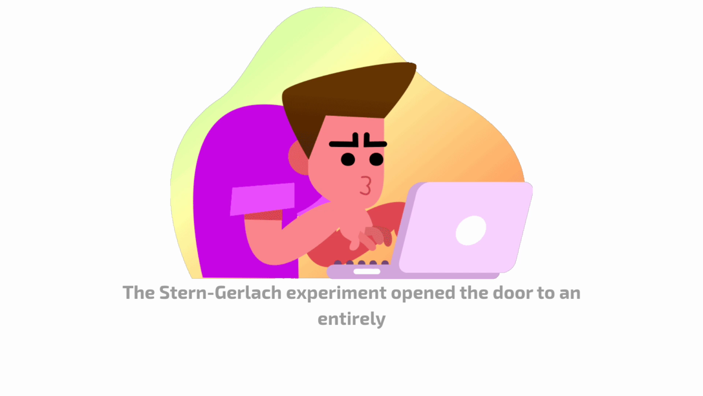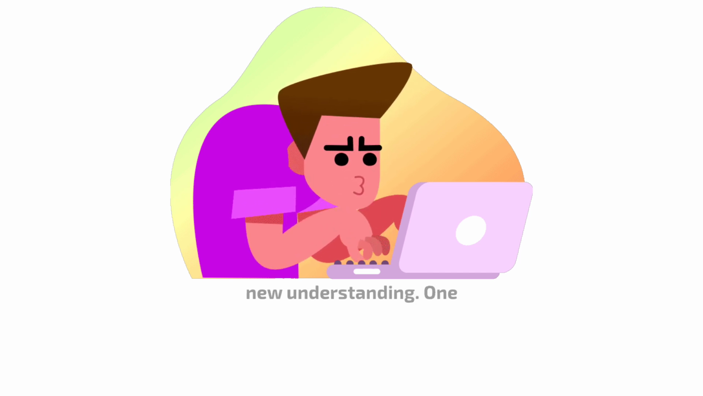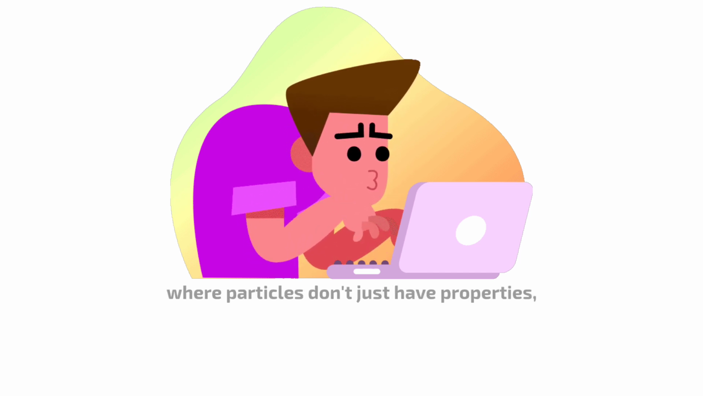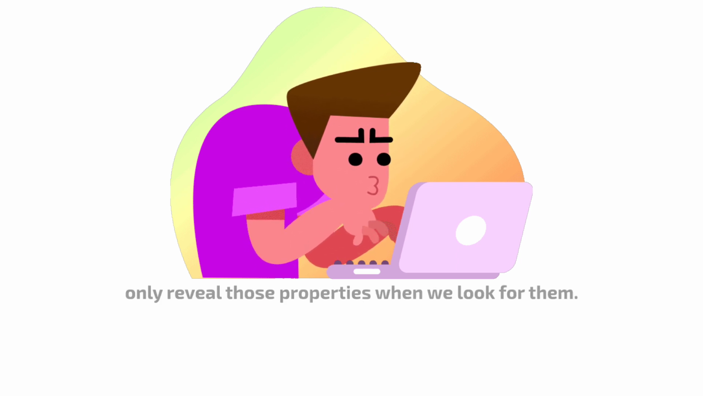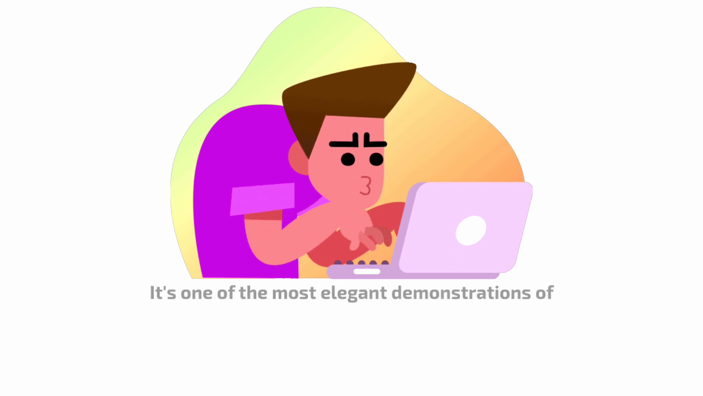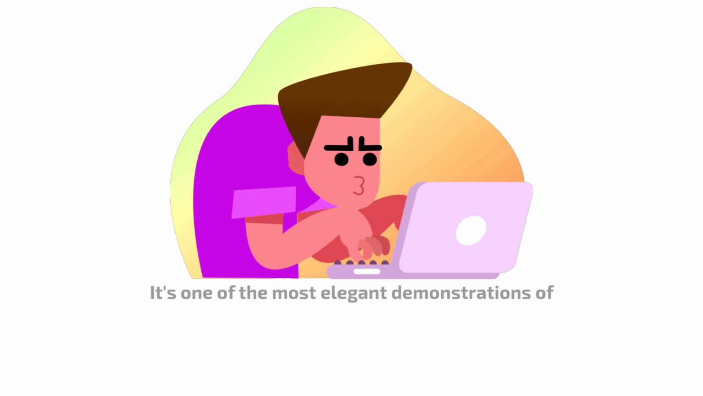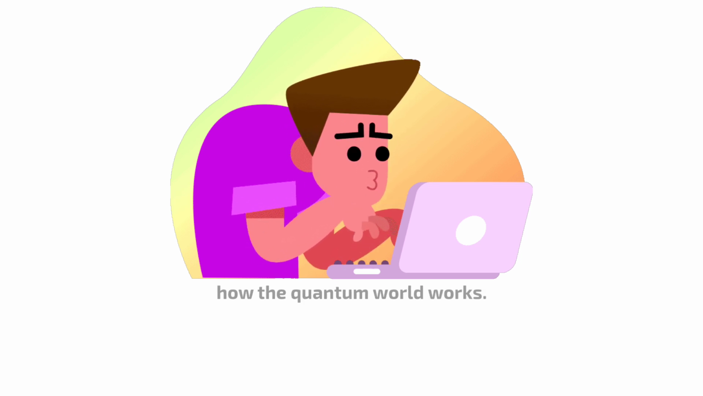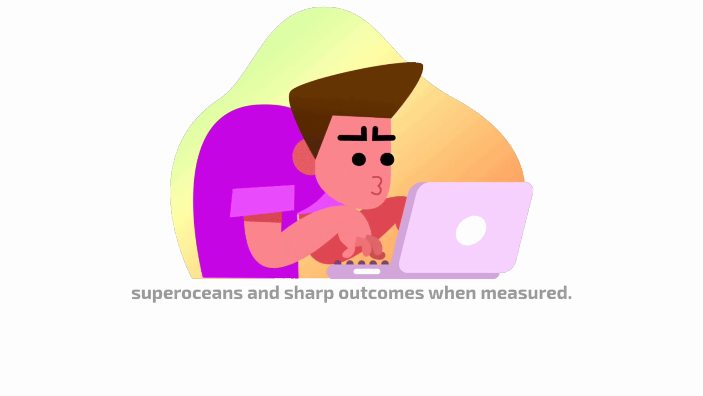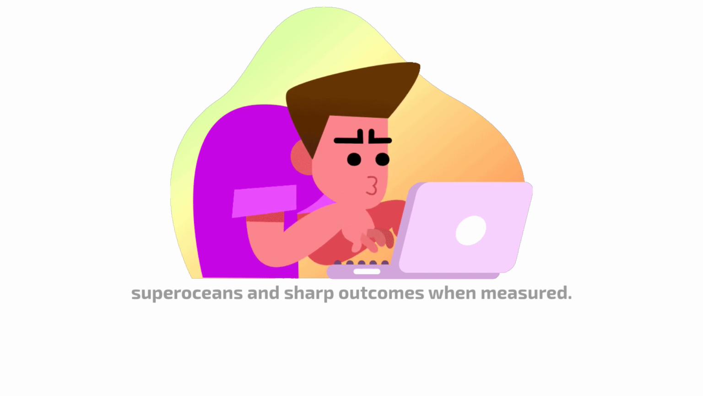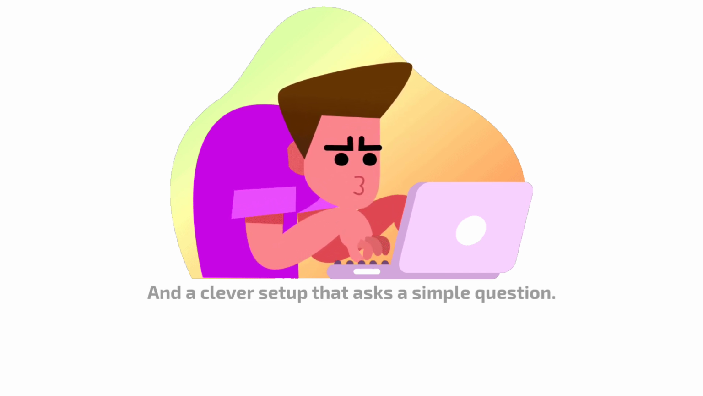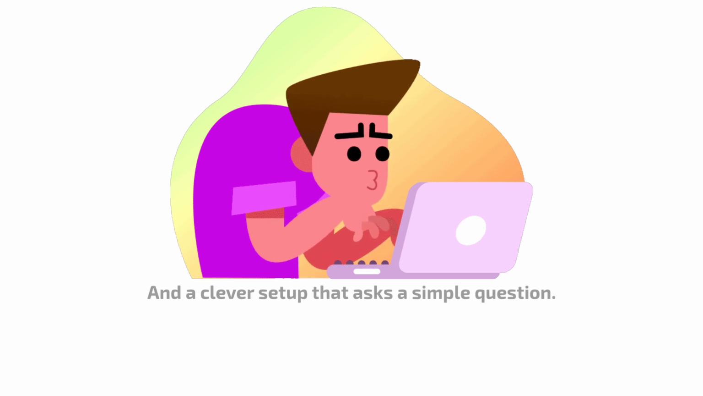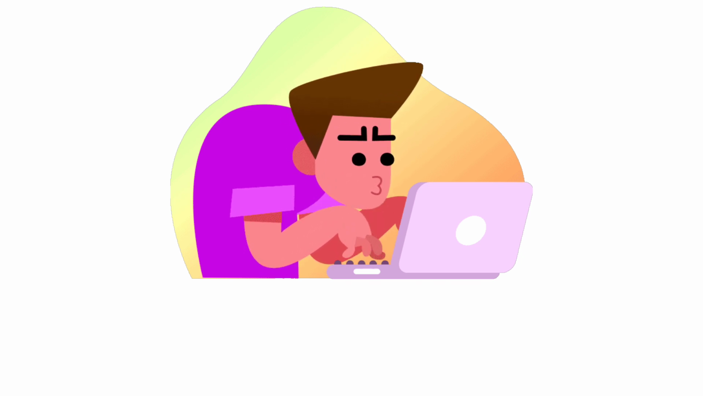The Stern-Gerlach experiment opened the door to an entirely new understanding of matter. One where particles don't just have properties. They only reveal those properties when we look for them. It's one of the most elegant demonstrations of how the quantum world works, in probabilities, superpositions, and sharp outcomes when measured. All from a cloud of silver atoms. And a clever setup that asks a simple question. Which way are you pointing?